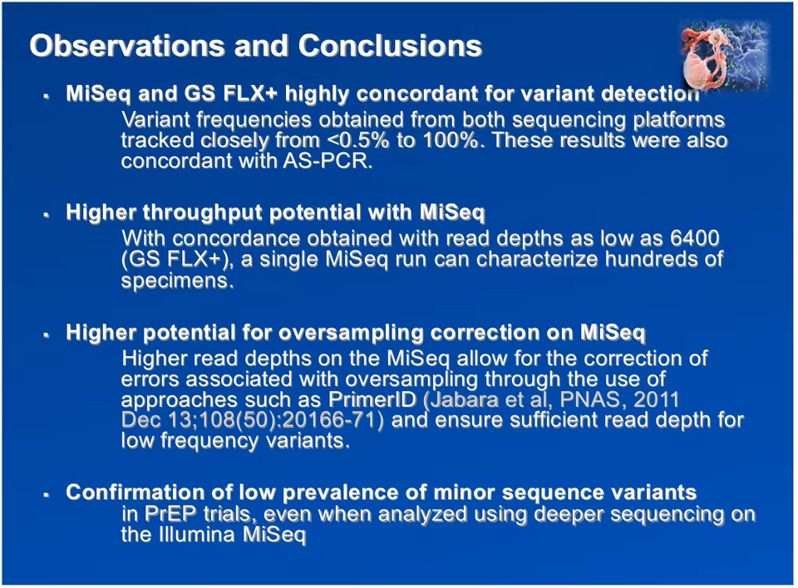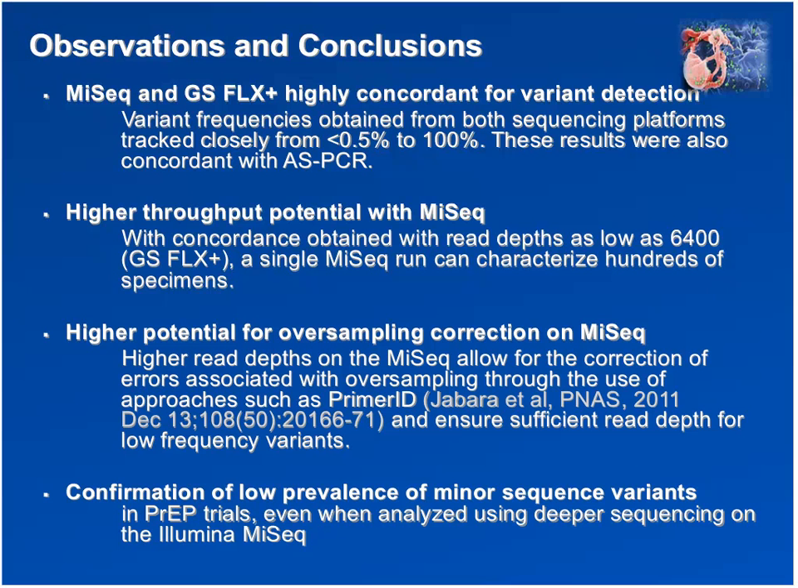However, there are some advantages from having the higher read depth, and one of them is that you can correct for errors associated with oversampling by the use of approaches such as primer ID. And as I just mentioned, having a sufficient read depth to provide additional confidence in identifying variant frequencies at the very low end of the spectrum, below 0.5%, is also a reason to retain as many reads as you can in a particular experiment.